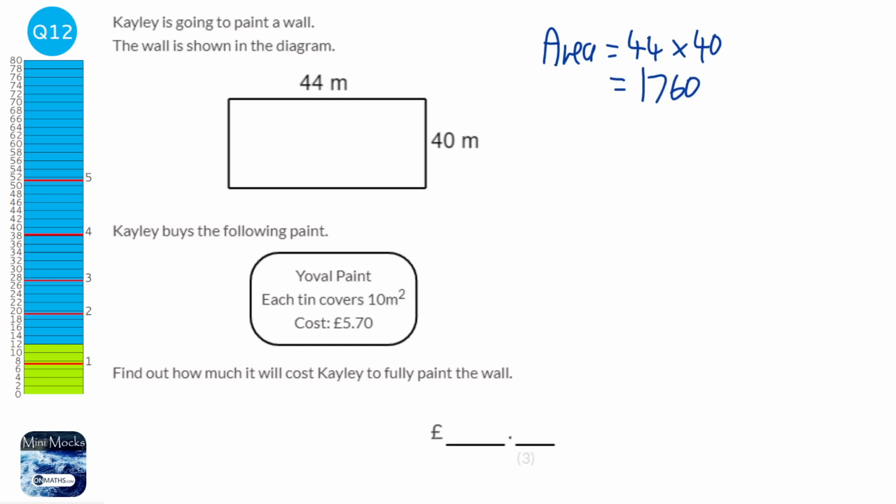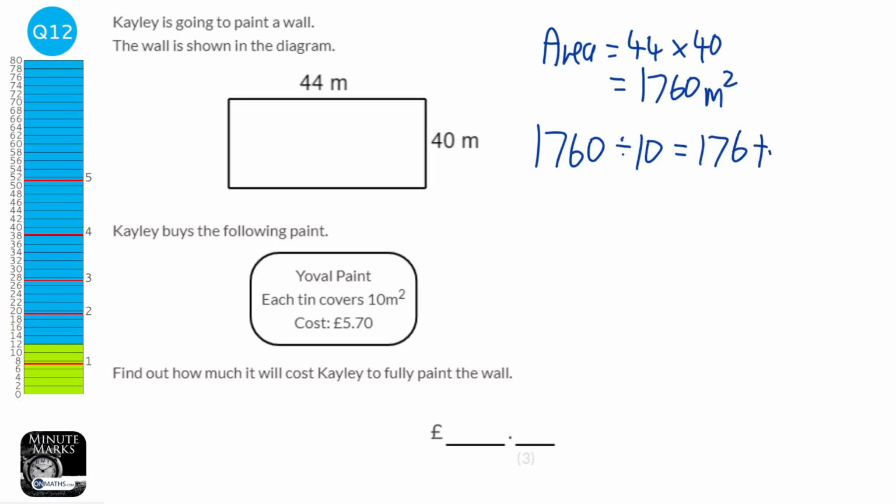So it actually means we can work out the fact that there are 1,760 meters squared in total for our wall. And if each tin covers 10 meters squared, then we will need 176 tins. That's the amount of tins we need.